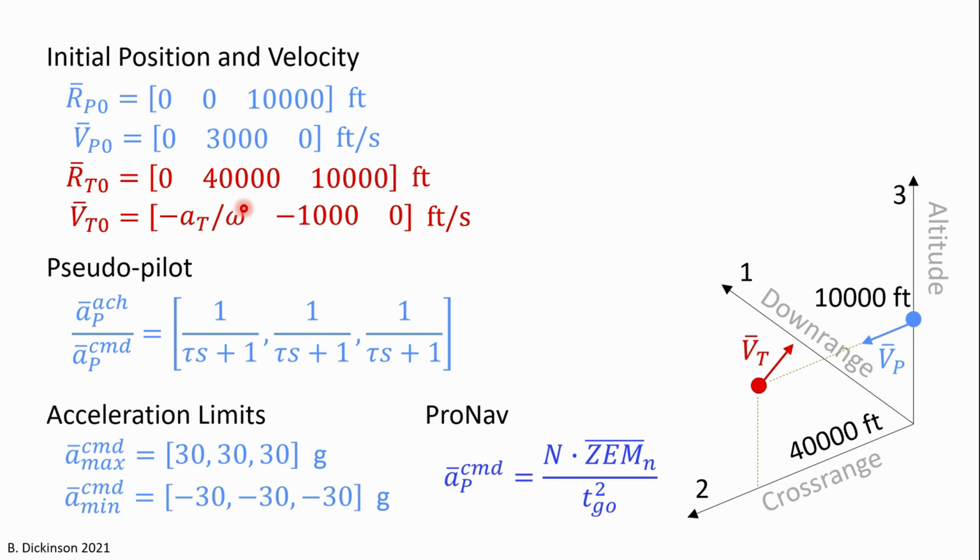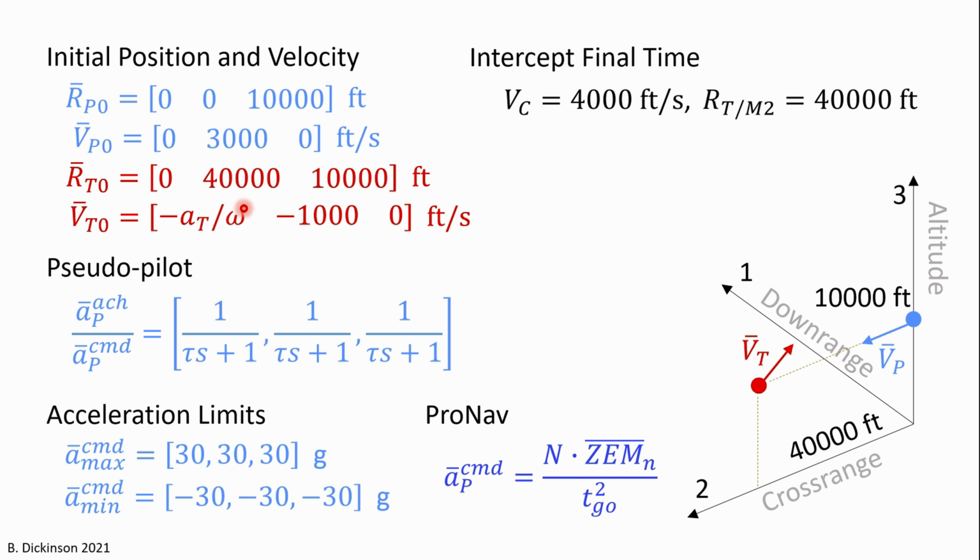We implement the zero effort miss form of the pronav law that was described in previous sections. And to compute an intercept final time, we have closing velocity and initial cross range. So the time it takes for the pursuer and target to occupy the same cross range position is used for the final time, or the time of intercept, throughout the simulations in this module.